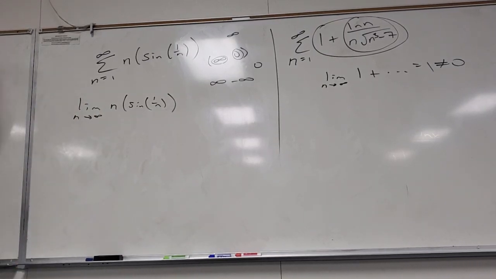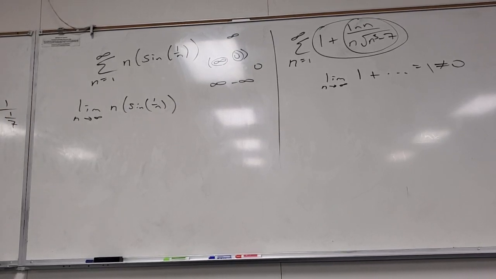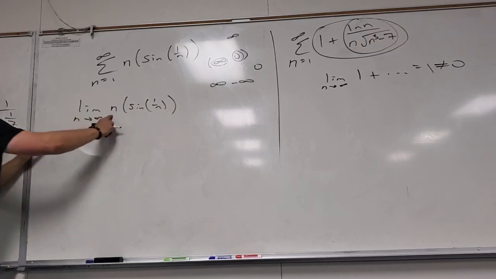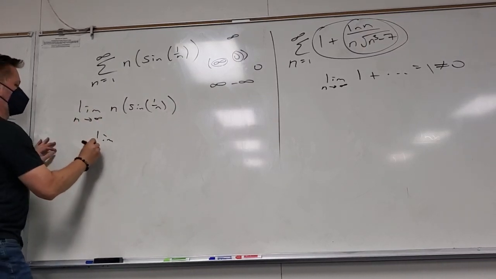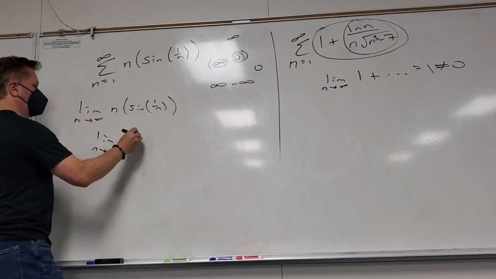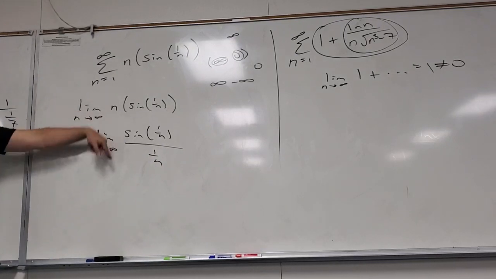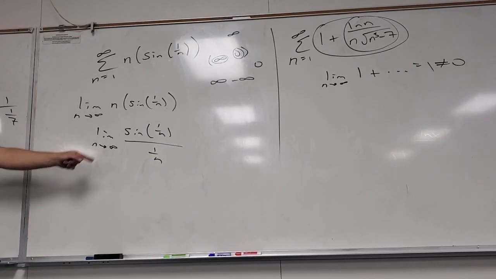How do you make 7 into a ratio? 7 over 1, but even better than that, 1 over 1/7, right? There's a ratio. So how do I make n a ratio? How do I change it? Sine of 1 over n, all over 1 over n. Yes, so those are equivalent, right? Now can you apply L'Hopital's?